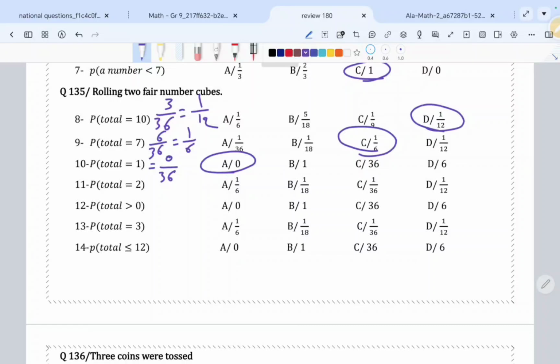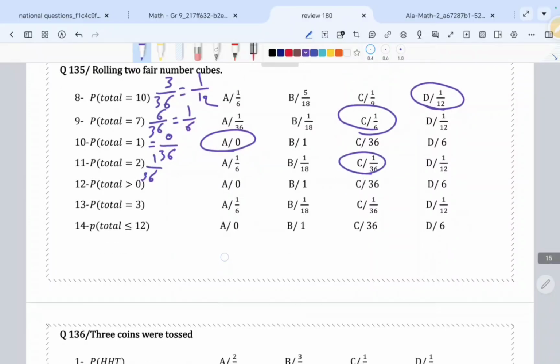Probability total shown is 2. It's only 1 and 1, so it will be 1 out of 36. 1 out of 36. C is the correct answer. Greater than 0. All of them are greater than 0. So it's 36 out of 36, which is equal to 1.